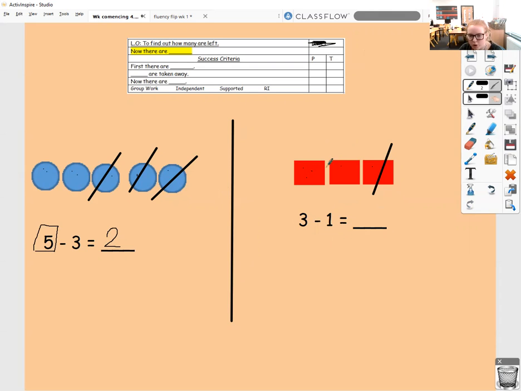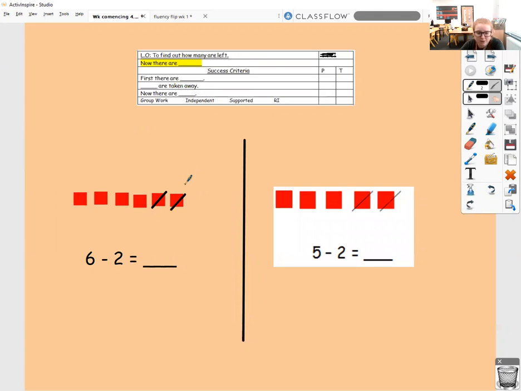How many have we got left? We've got 1, 2 left. That's what you should have on your piece of paper. If you do, give it a tick. If not, don't worry about it because that's how we learn. Let's look at how many squares we've got here.